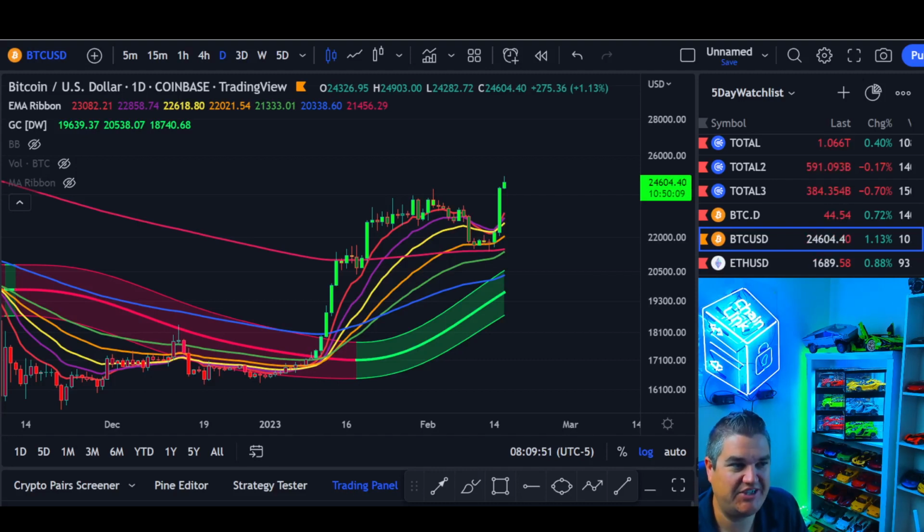Bitcoin on the Gaussian channel on the daily, the 3-day, the 5-day, and the weekly. That's what we're going to look at in this video. Some important key updates to be watching for next, and support levels, resistance levels, all that good stuff.